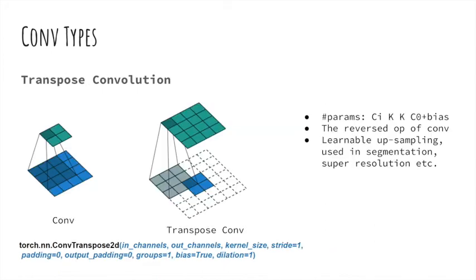The last conv I will introduce is transpose conv. It is the reversed operation of normal conv. It can be used for upsampling. In a normal conv, after doing the ops, the feature map becomes smaller, but for transpose conv, it gets larger. It's provided by the Torch API. The parameters of it are the same as the normal conv. That's all. Thank you.